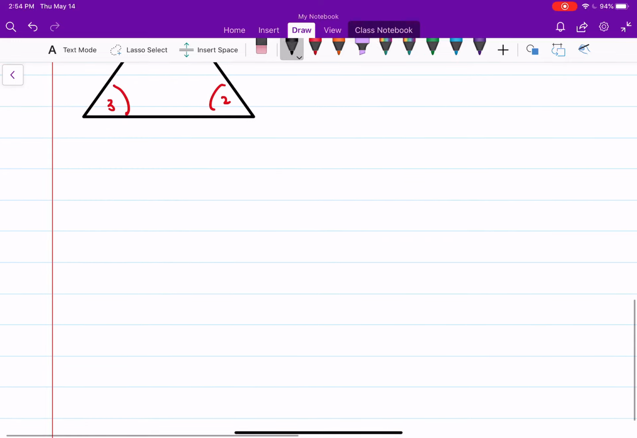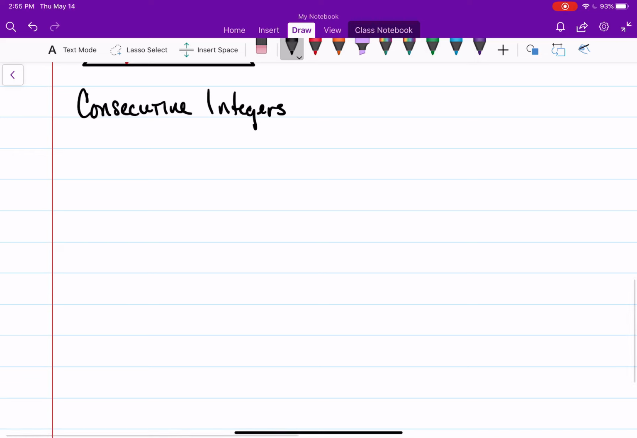Next, consecutive integers. Okay? Well, consecutive integers are like, I don't know, let's say 23, then 24, then 25, then 26, and so on, right?